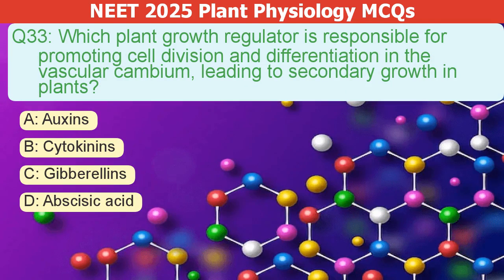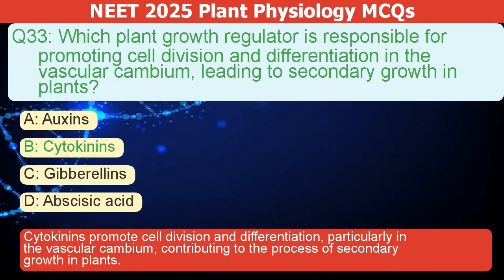Which plant growth regulator promotes cell division and differentiation in the vascular cambium, leading to secondary growth in plants? A. Auxins. B. Cytokinins. C. Gibberellins. D. Abscisic acid. The correct answer is B. Cytokinins promote cell division and differentiation, particularly in the vascular cambium, contributing to secondary growth in plants.